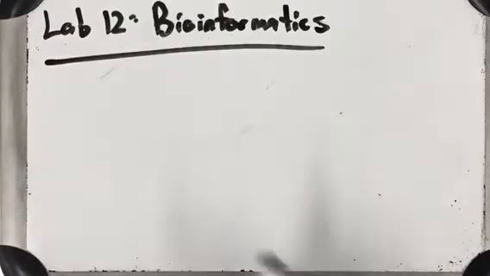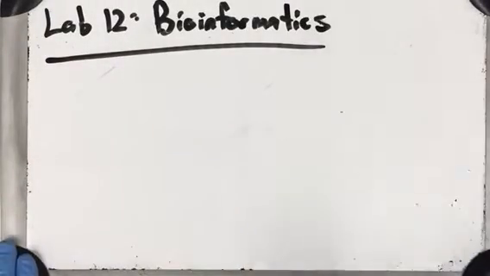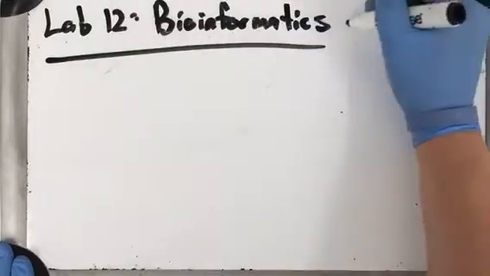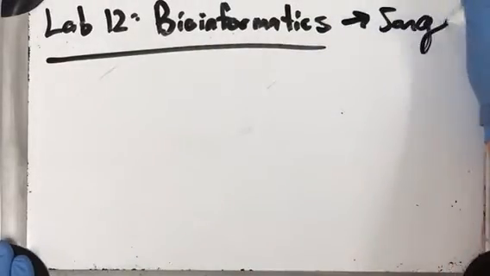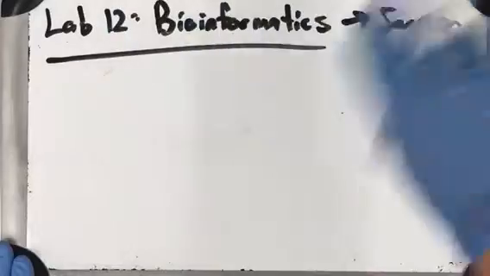Okay, for this video, we're gonna go over Lab 12, Bioinformatics. So first thing was Sanger sequencing. And this is where you get those electropherograms, those like little color columns.